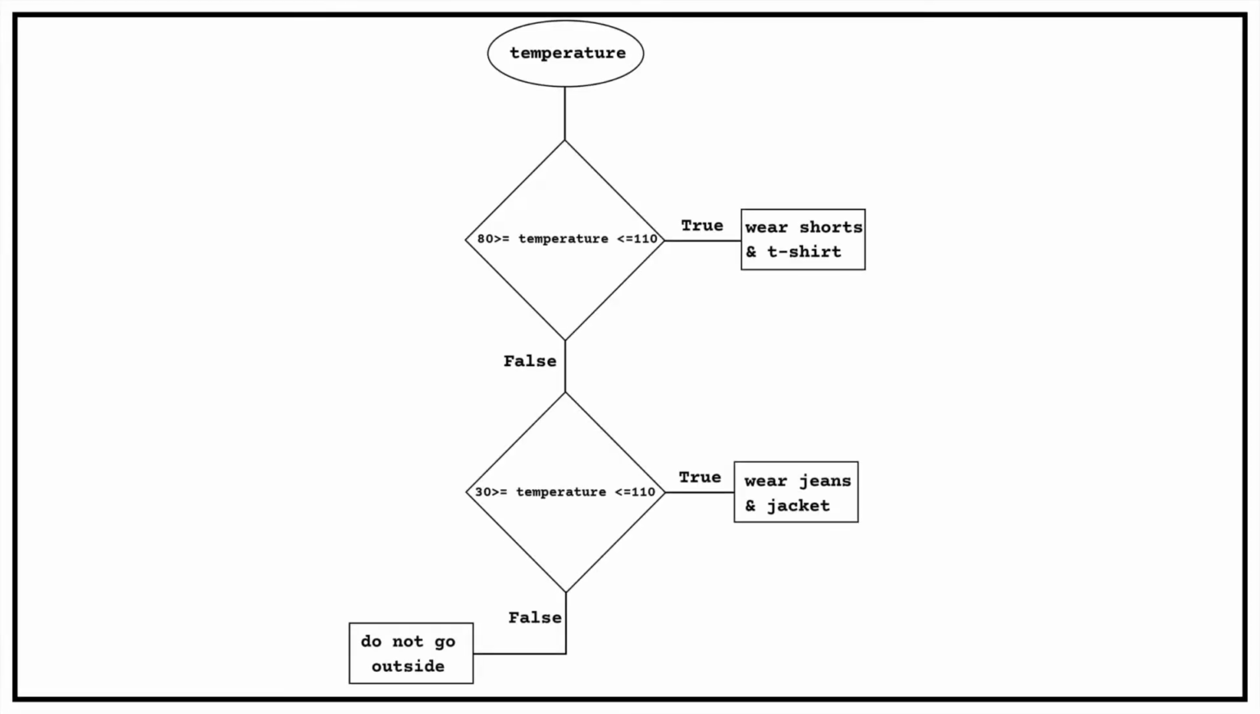In our example of the temperature, we're going to conjunct, we're going to join the values of the temperature by making this interval. For example, if the temperature is between 80 degrees and 110 degrees inclusive, then we should wear shorts and t-shirt. If it's not true, then we need to check if the temperature is within the interval of 30 degrees and 110 degrees inclusive to wear jeans and jacket. But if both conditions are not true, then we can simply not go outside, reflecting that it's an extreme temperature. Let's code this in Java.